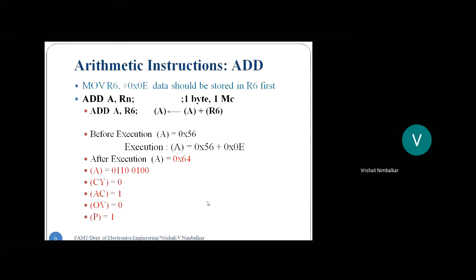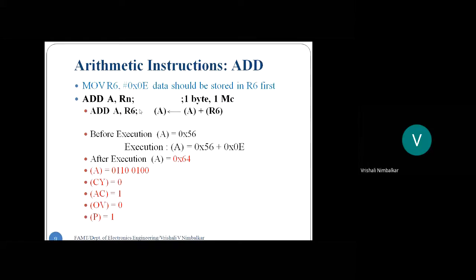Okay. Next example. ADD A, Rn. Register addressing mode. 1 byte instruction, 1 machine cycle. See, the accumulator is involved, meaning 1 machine cycle and 1 byte instruction. Example is ADD A, R6. So the data from R6 is added with the accumulator and stored back in the accumulator.